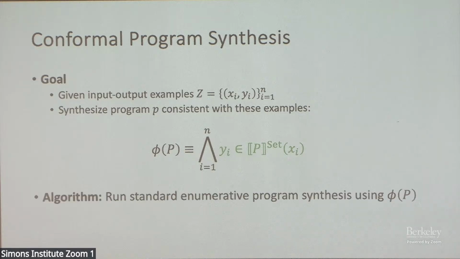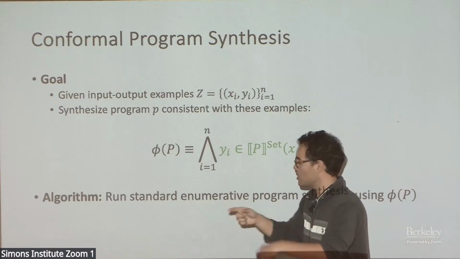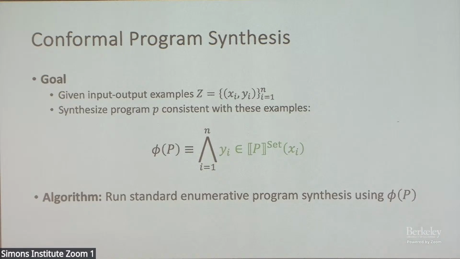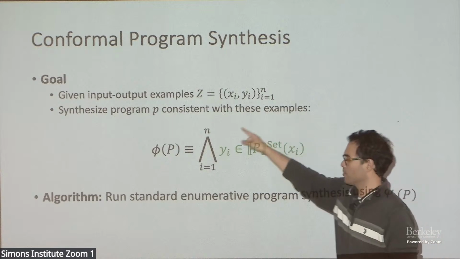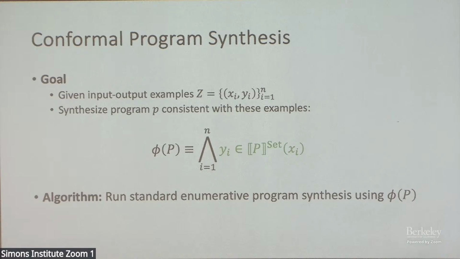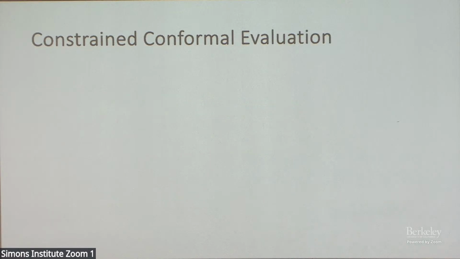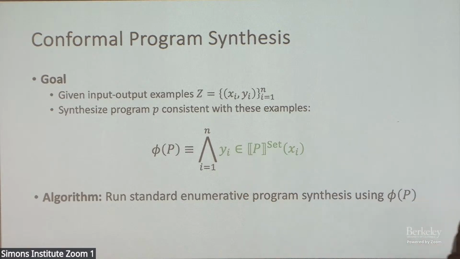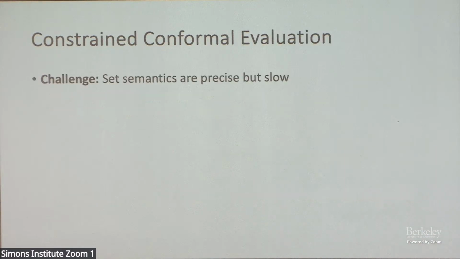Okay, so here, note that because we want to be as precise as possible, I'm using the set semantics. I'll mention that again in a second. But the basic algorithm is we could just run enumerative synthesis with this logical specification, and we'll get some program out at the end. So there are two issues. The first issue is that running the set semantics is really slow, or can be very slow.